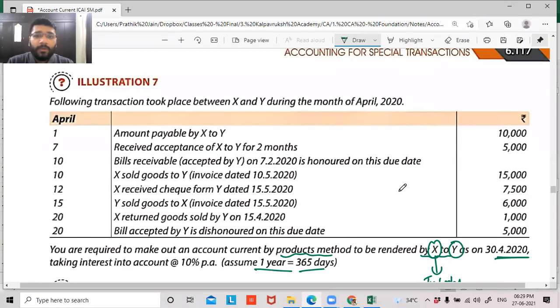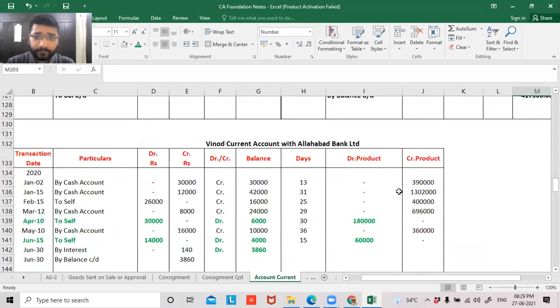Yes, sir. Okay, now it says that amount payable by X to Y. So guys, debit balance or credit balance? Amount payable by X to Y. Credit balance. Sorry, somebody said debit balance. Who is that? Debit balance or credit balance? Amount payable by X. X we have to pay to Y. So credit balance. So by balance brought down.